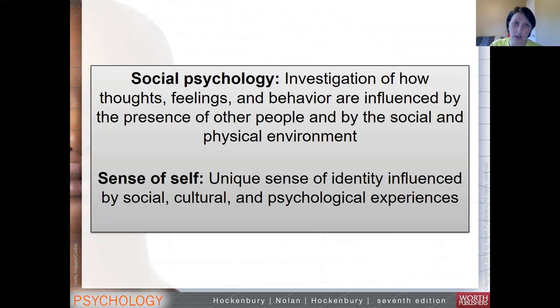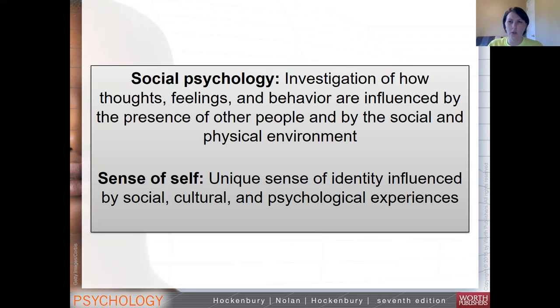But what is social psychology? Social psychology is different from sociology. Social psychology is all about the thoughts, the feelings, the behaviors of a person, and that can be influenced by either the presence of people or the perceived presence of people, as well as the social and physical environment.